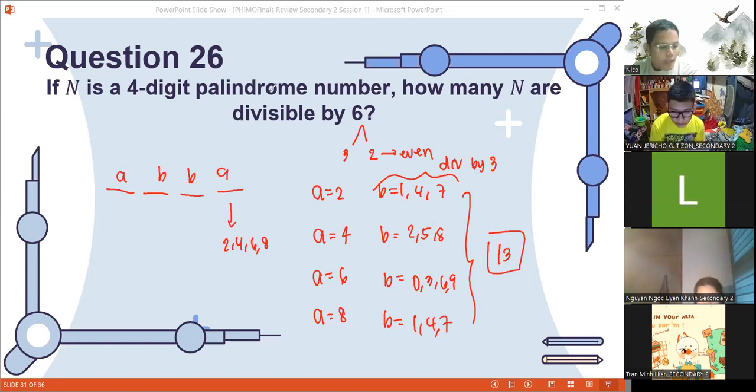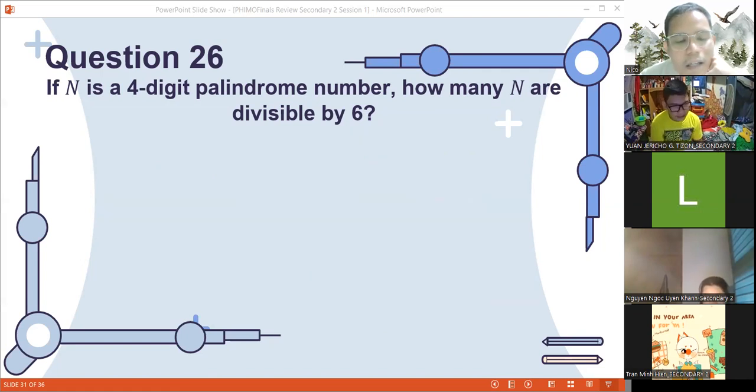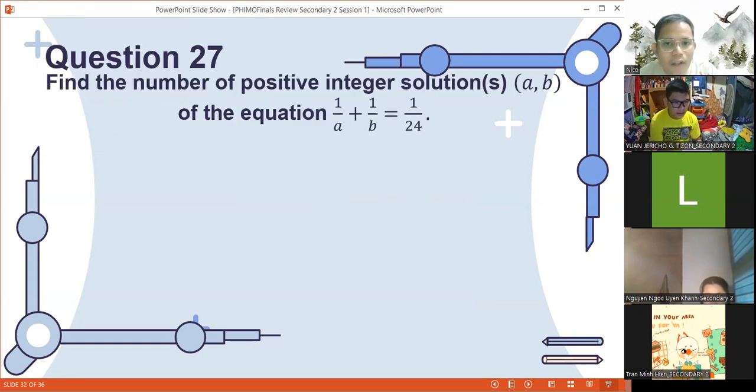Okay, let's have number 27. No questions for 26? None. It's very easy, right? But the problem is that even though it's easy, if you don't answer the previous questions fast, you cannot reach number 26, right?